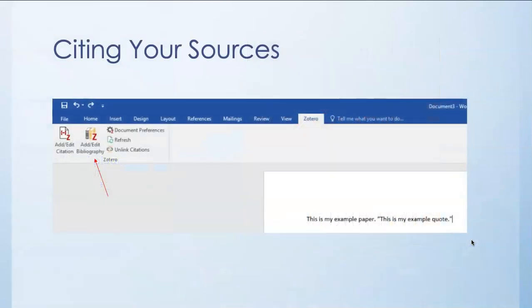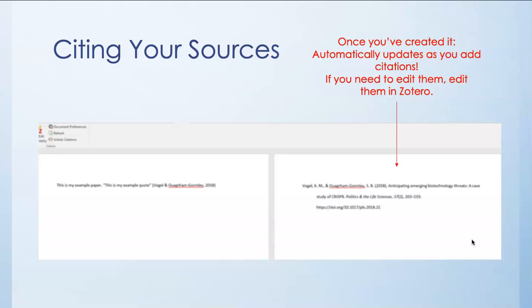So I've added my first citation. Now I need to add my references page. You only have to do this once. So I've added my first citation and then I click Add Edit Bibliography. Once you've created it, it automatically updates as you add citations. So you only have to click it once, and then every time you add an in-text citation, it will add the full reference to the end.